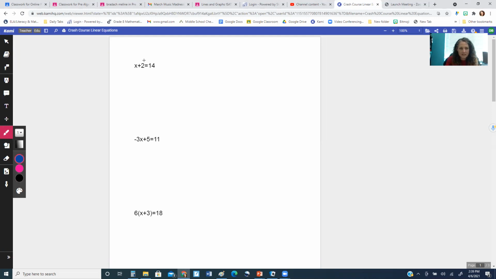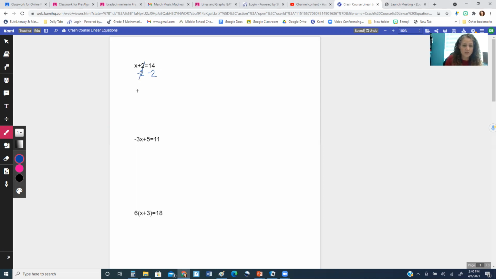What is being done to this x right now? Well, it has a plus 2 on it. So how do I undo a plus 2? Well, the opposite of addition is subtraction. So I'm going to subtract 2 from both sides. Now this is an equal sign, so it's kind of like a balance. If I subtract 2, then this one will be too light, so I have to subtract 2 from this one as well, or else they don't balance, right?